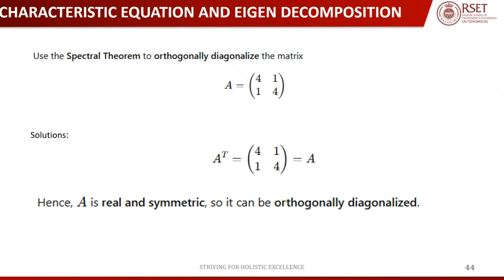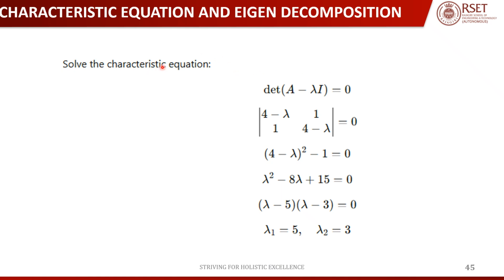For P, we'll find the eigenvalues, then the eigenvectors, and we'll construct P. To find the eigenvalues, we find the determinant of A minus lambda I. We have A minus lambda I. Then we'll take the determinant and factorize it, and we get lambda minus 5 into lambda minus 3, which implies that the eigenvalues are lambda 1 equal to 5 and lambda 2 equal to 3. These are the eigenvalues. Now we'll find the corresponding eigenvectors.